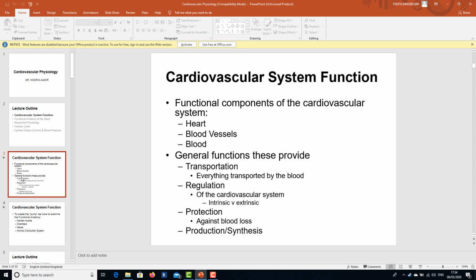Now the functional components of the cardiovascular system, as you all know from the previous lecture, what are they? The first one is the conducting system, and that is the blood vessels, including arteries, arterioles, capillaries, venules, and veins. Then we have a pump, that is the heart. Then the circulating fluid medium, and that is the blood.